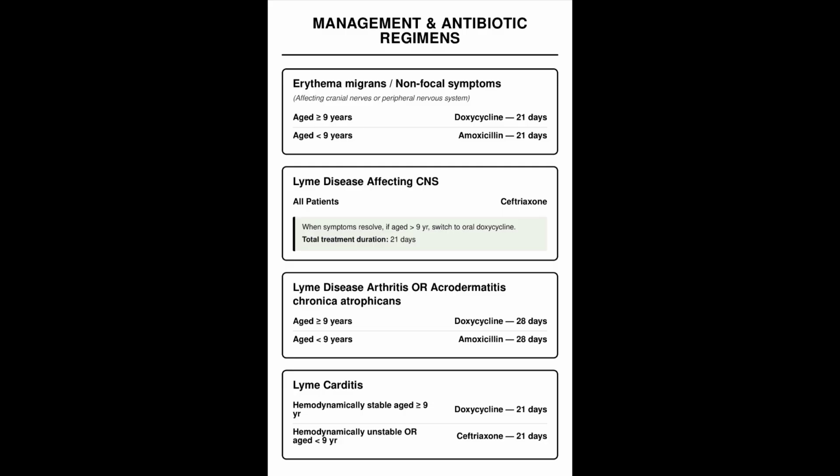Management depends upon the clinical presentation of Lyme's disease, the age of the child, and hemodynamic status. If Lyme's disease presents in the form of erythema migrans, involves the cranial nerves or the peripheral nervous system, then if the age is more than or equal to 9 years, doxycycline is given for 21 days. If the age is less than 9 years, amoxicillin is given for 21 days.